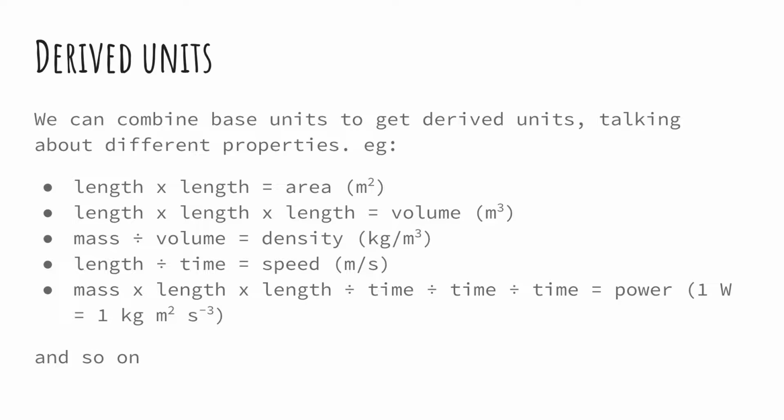We can combine units to talk about different kinds of properties. When you add 2 units together, then you're dealing with the same kind of unit, the same kind of measurement. But when you multiply or divide, that's when you get derived units, and you're measuring different physical properties. Length times length gets you area. Length times length times length gets you volume. Mass divided by volume gets you density. Length divided by time is speed. Mass times length divided by time divided by time divided by time is power.